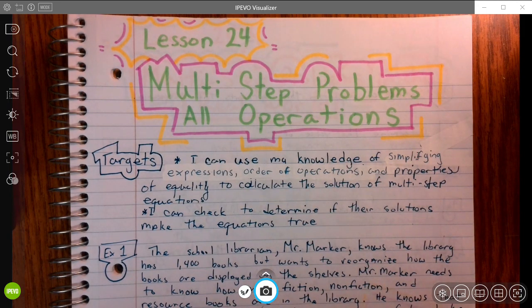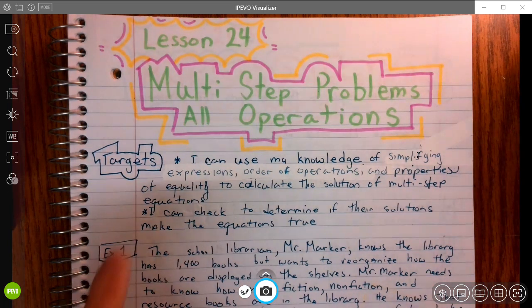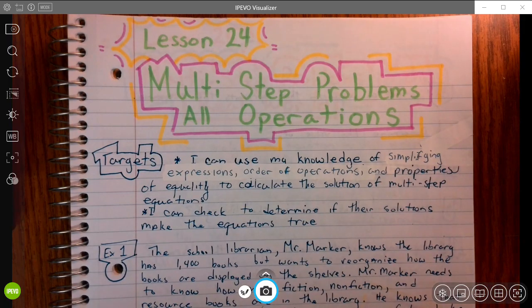My target for the day is I can use my knowledge of simplifying expressions, order of operations, and properties of equality to calculate the solution of multi-step equations. My second target is I can check to determine if their solutions make the equation true.